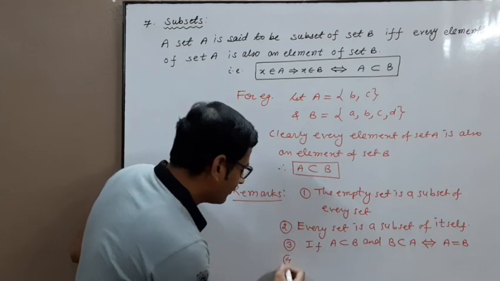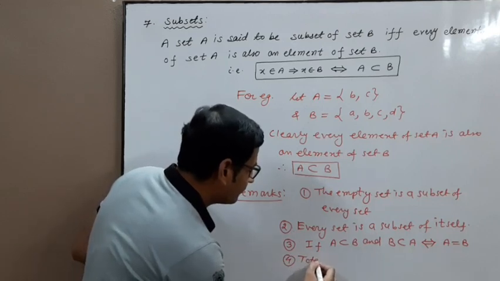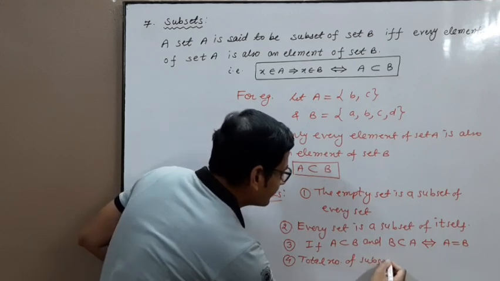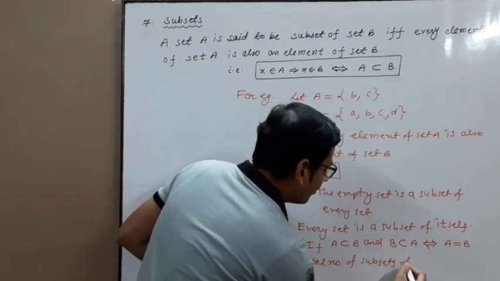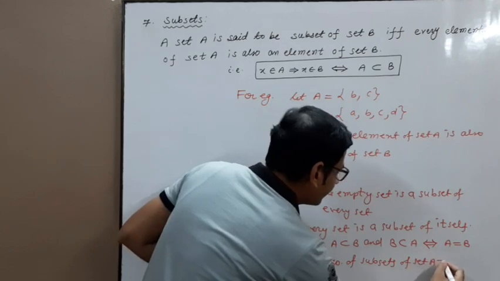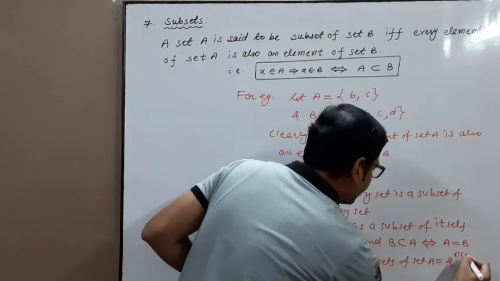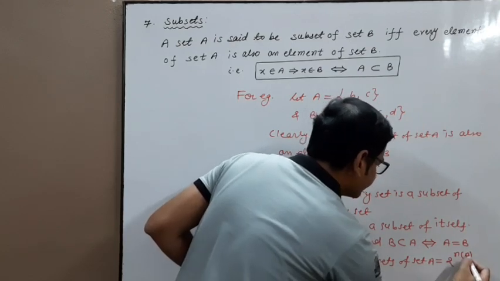Point number 4, total number of subsets of set A is equal to 2 raised to the power n(A), means its cardinal number.